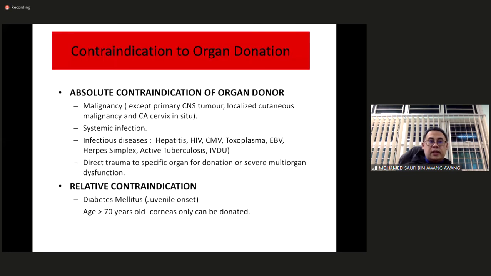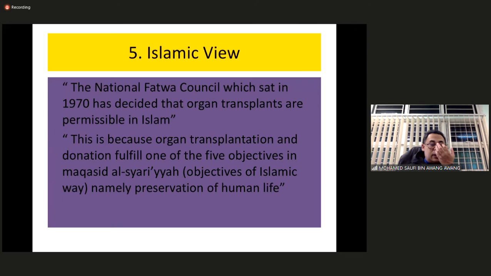Alright. So the last bit for today, just some of the Islamic views. For everyone's information, this is not something new in the Islamic world. In fact, in this country, it has actually been discussed way back in 1970s, in which most of you are not yet in this world. You all semua tak dilahirkan lagi pun. Okay, 1970s, okay? So they have already mentioned about this. Because according to the Majlis Fatwa Kebangsaan, organ transplantation and donation fulfill one of the 5 objectives of Maqasid al-Shariah. That is the objective of Islamic way, namely preservation of human life. Okay, these are the arguments that they concluded in the 1970s punya Majlis Fatwa council.